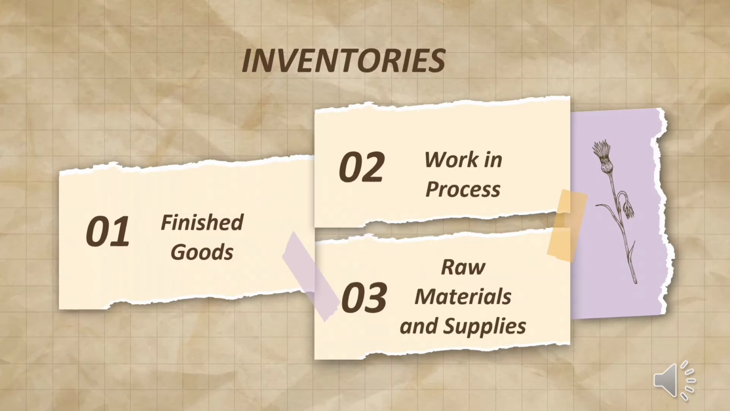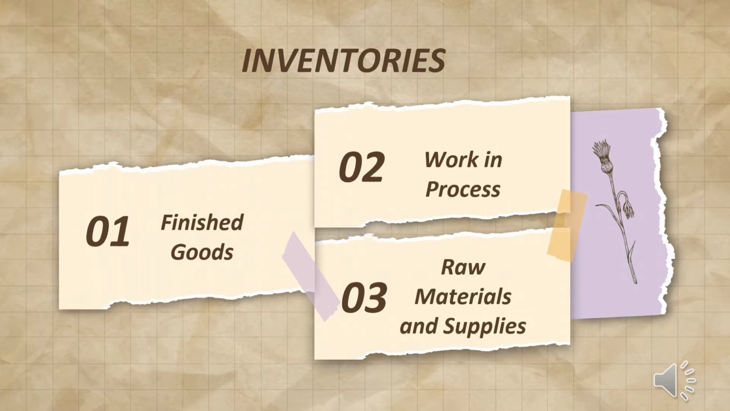Inventories. To define, inventories are assets that are held for sale in the ordinary course of business or operations, in the process of such sales, or in the form of materials or supplies to be consumed in the production process or in the rendering of services.